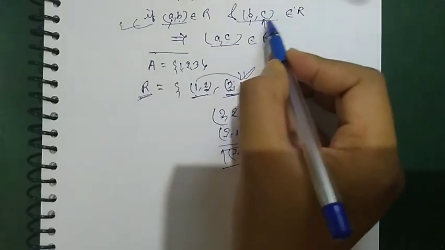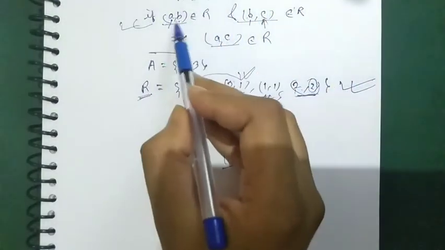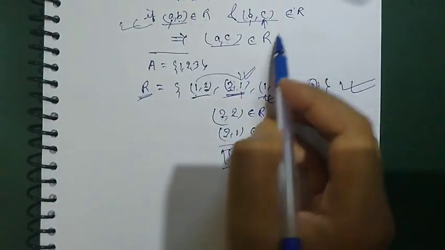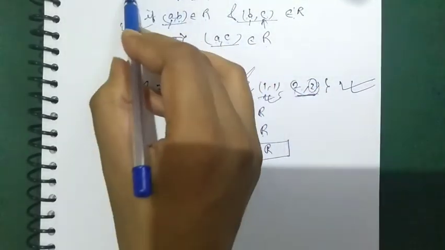We have to find those ordered pairs which satisfy this condition: A comma B belongs to R and B comma C belongs to R. Then it is necessary that A comma C belongs to R for the relation to be transitive.